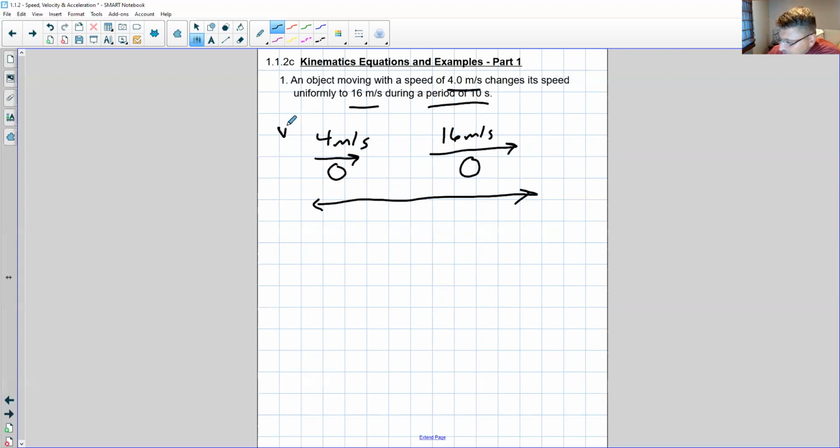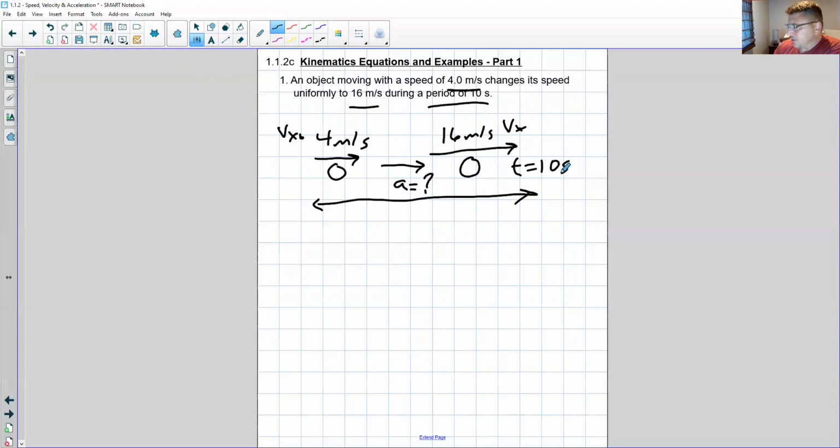We're going to call this Vx naught, and we're going to call this Vx. Now, in order for the speed to change like that, there must have been an acceleration, and the acceleration has to have pointed in the same direction as the initial speed. Otherwise, we wouldn't have sped up, right? So there's an acceleration here. And note, we don't know what that acceleration is, but we do know that this occurs over a time period of 10 seconds.